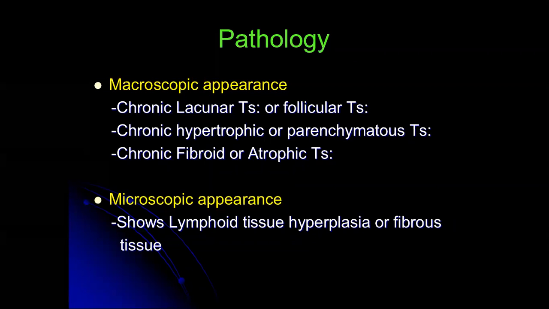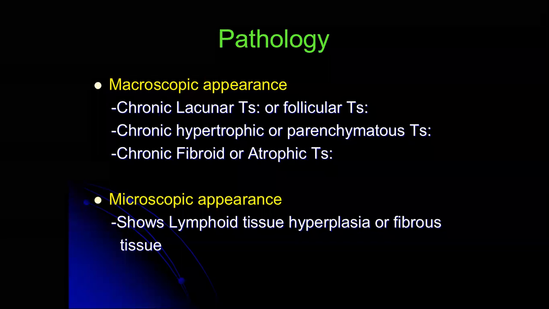Now the second one is chronic hypertrophic or parenchymatous tonsillitis. It is the picture we started the lecture with, which shows enlarged parenchymatous hypertrophic tonsillitis, or kissing tonsillitis. This is the second type, chronic hypertrophic or parenchymatous tonsillitis.